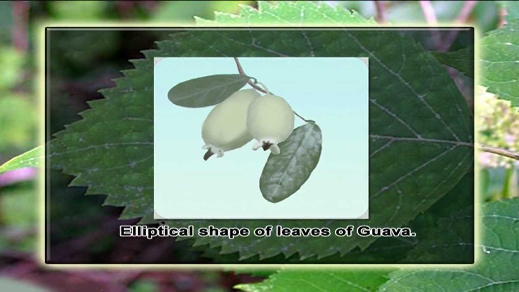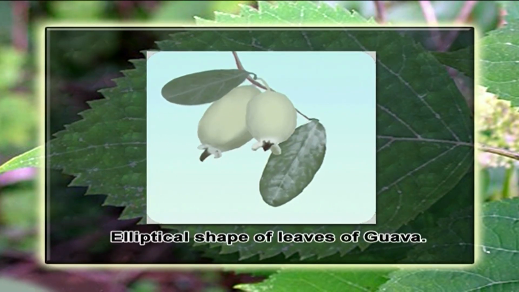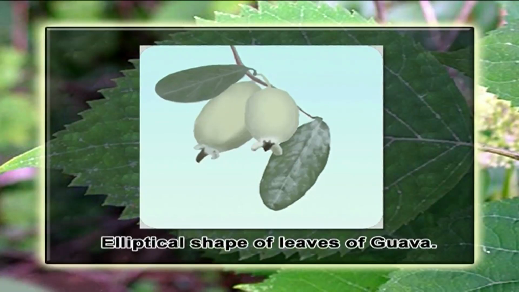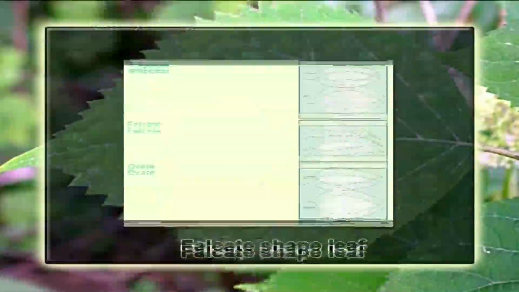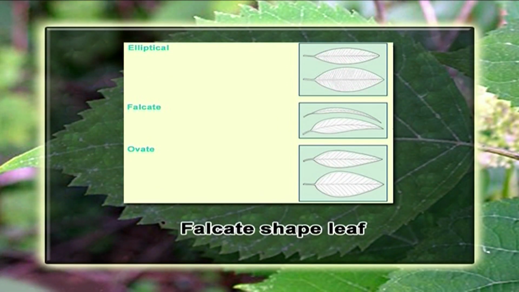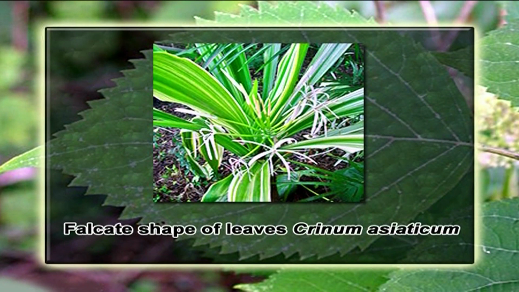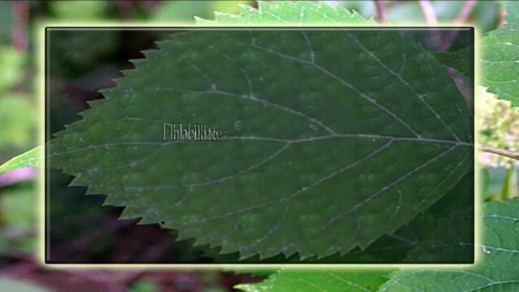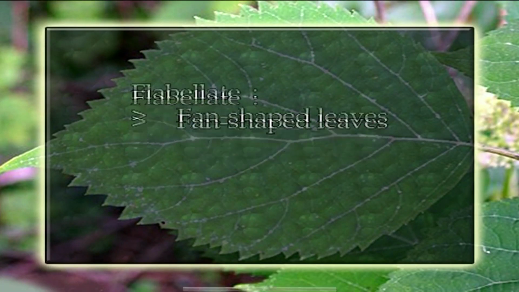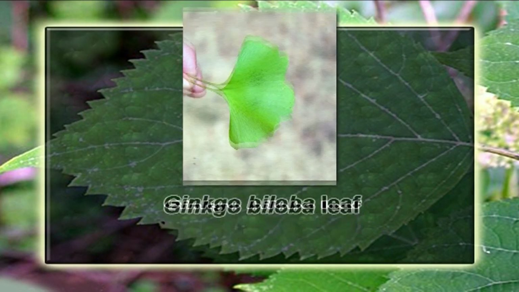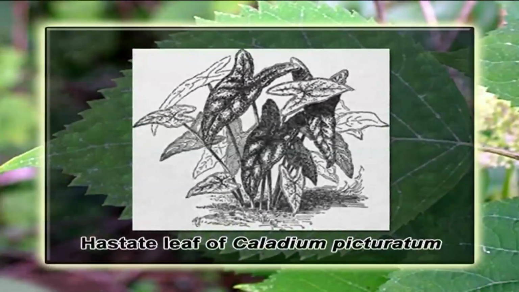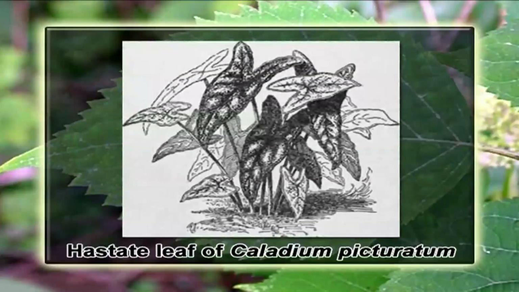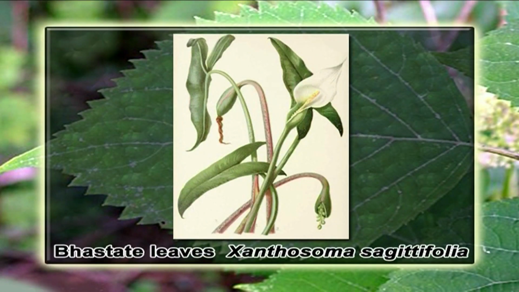Then elliptical. These are oval in outline, narrow to rounded ends and widest at or about the middle. For example, we have leaves of guava. Falcate, that's hooked like a sickle or beak of a falcon, for example, Crinum asiaticum. Then flabellate, fan-shaped leaves, for example, Ginkgo biloba. Then hastate, that's shaped like an arrowhead and with the basal lobes pointing outwards, for example, Caladium species, Xanthosoma sagittifolium.